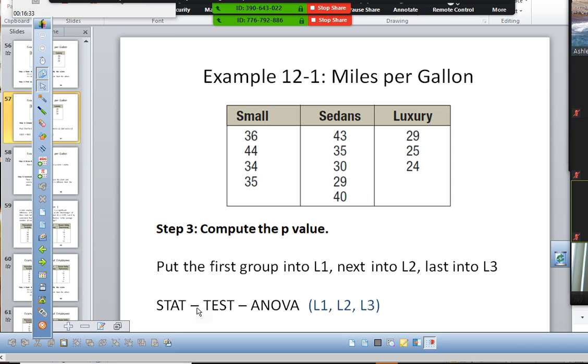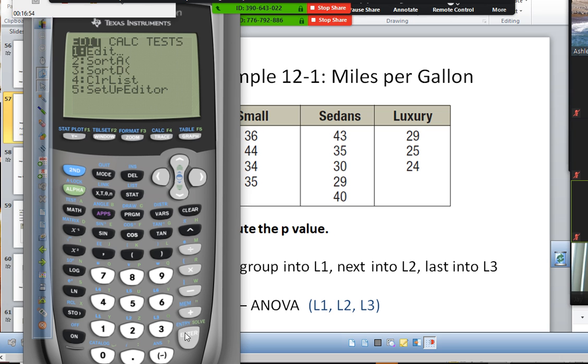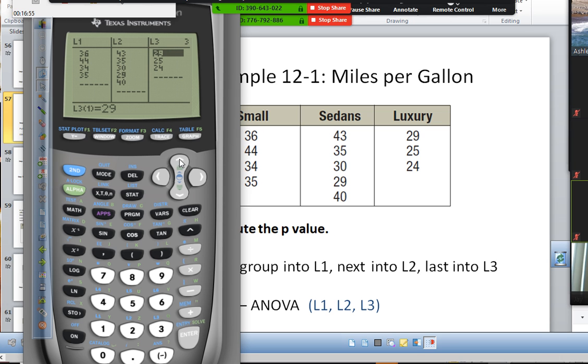And then we're going to do stat, test, ANOVA of L1, comma, L2, comma, L3. So let's go ahead and go through that. Turn it on. Clear. Okay. Stat, edit. I already have them in there. I should clear them out.